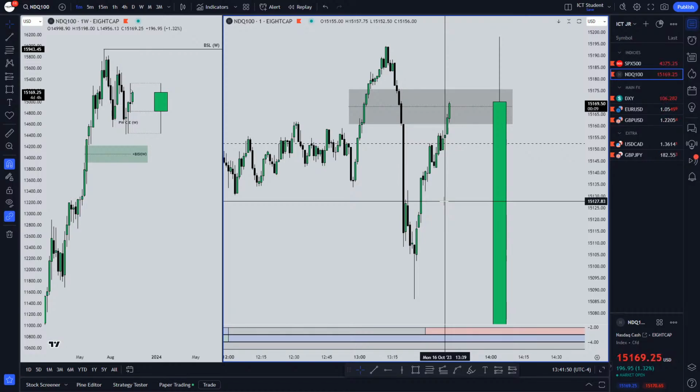I like SMT here though. ES was the leader to the downside, but created a higher high with SMT.